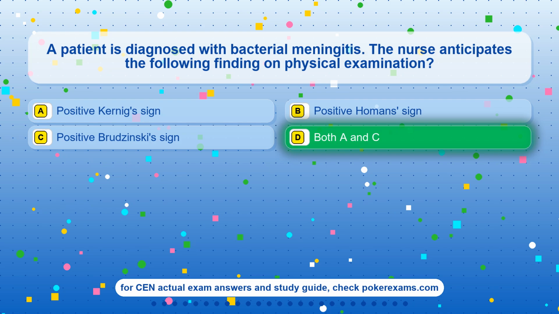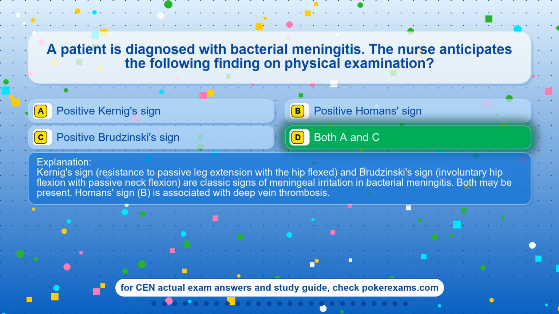The correct answer is Option D, both A and C. Kernig's sign, resistance to passive leg extension with the hip flexed, and Brzezinski's sign, involuntary hip flexion with passive neck flexion, are classic signs of meningeal irritation in bacterial meningitis. Both may be present. Hohmann's sign, B, is associated with deep vein thrombosis.